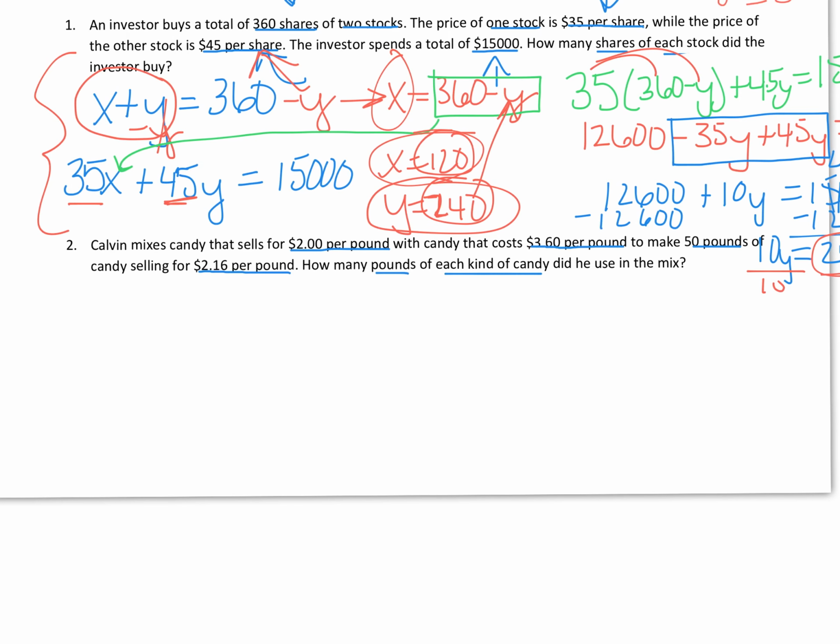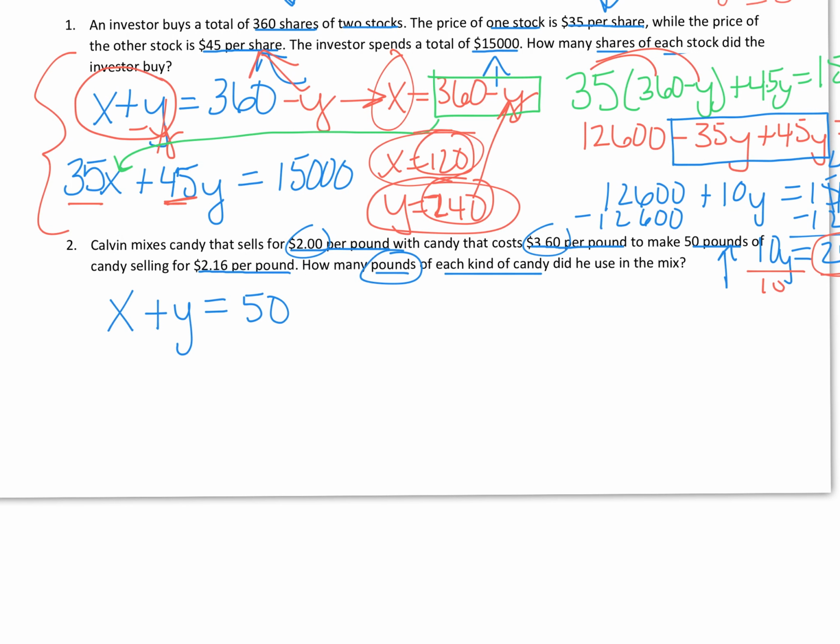First, I need to figure out what I'm solving for. Last time it was shares and money. This time it looks like pounds, which is definitely something I need to solve for. And it looks like we're solving for money again. All right, so my first one is going to be about pounds, so I know this will be candy number 1, you can call it cheaper candy, plus candy number 2, we can call it more expensive candy, because, right, when we mix them all together it equals 50 pounds.